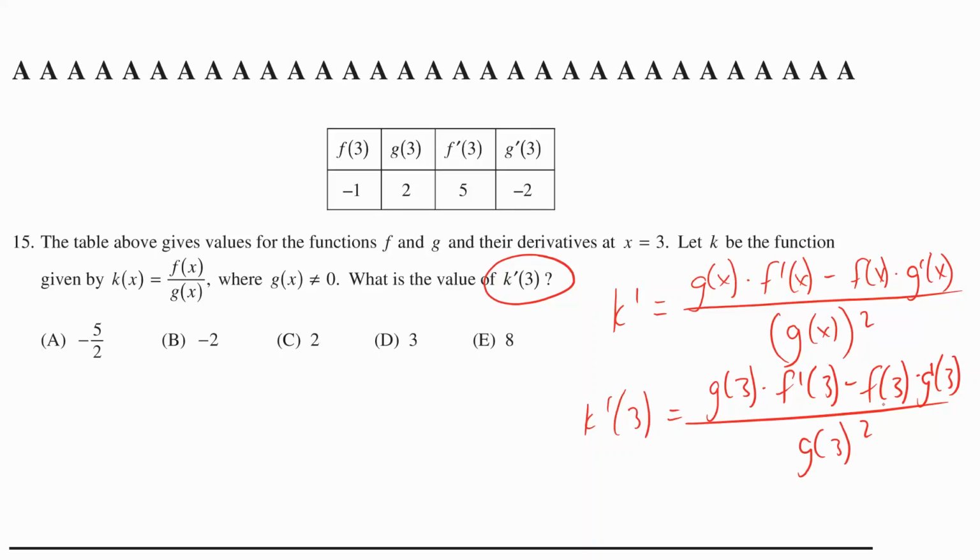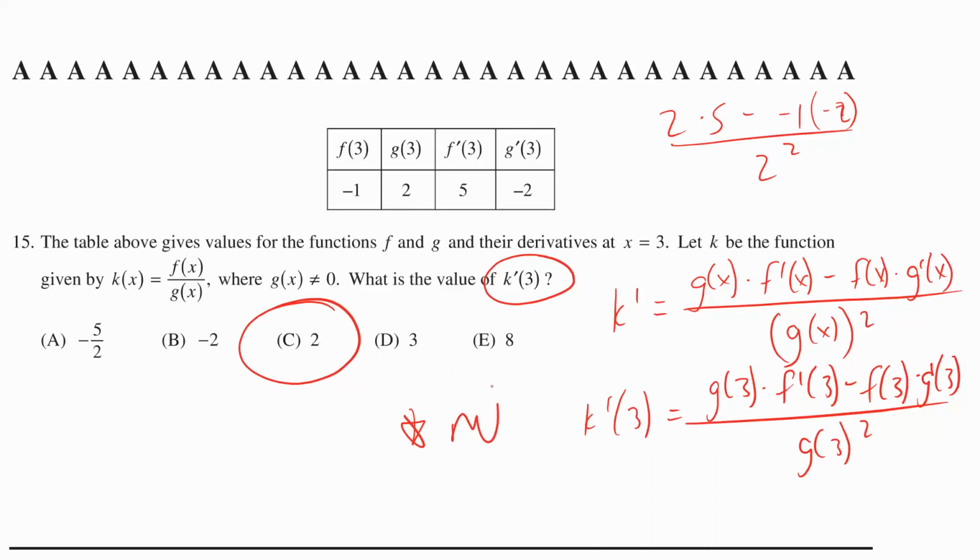So let's write them out. g of 3 is 2, times f prime of 3 is 5, minus f of 3 is -1, g prime of 3 is -2, all over g of 3 squared. 10 minus 2 would be 8, over 4 should give me 2. Math it up.